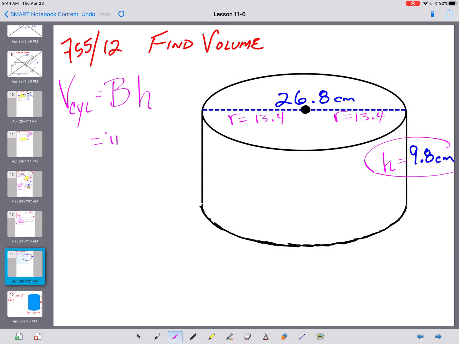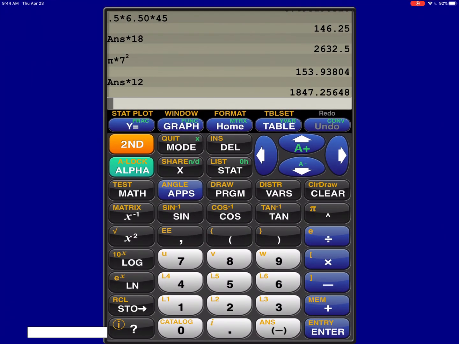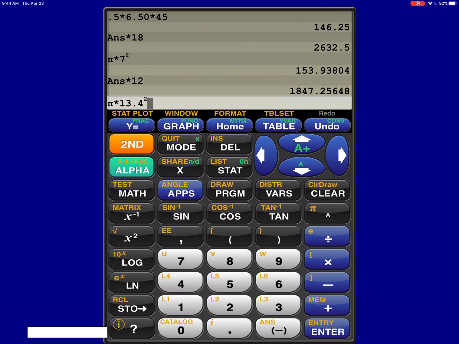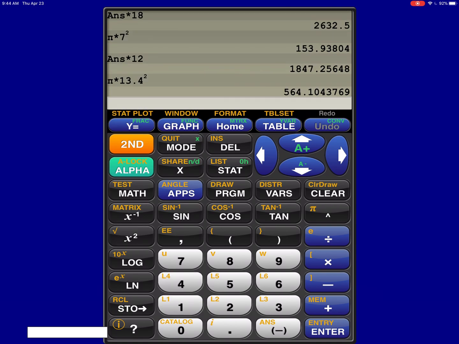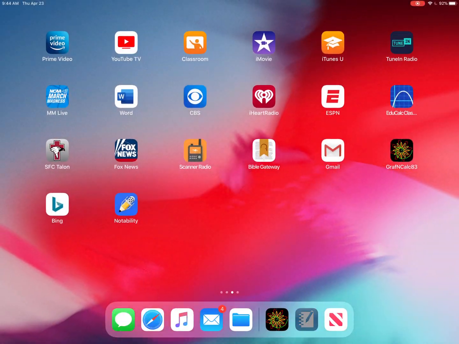So here it is, pi times the radius squared, so 13.4 squared, times the height. The height is the 9.8. I'm going to do it in 2 steps. Pi times 13.4 squared. Here we go. There it is. That's the area of the base, 564.10.